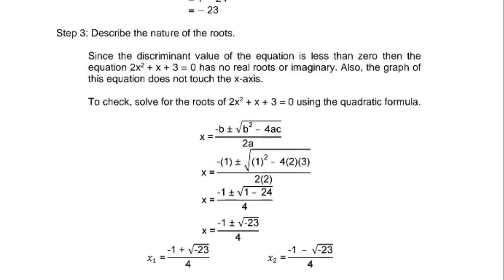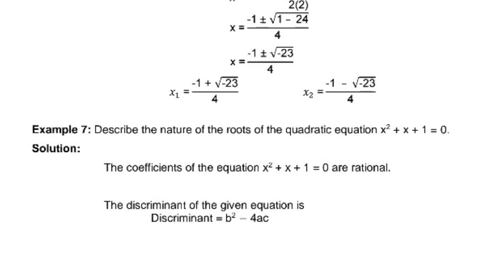You can have the given here. Negative 1 plus or minus square root of 1 squared minus 4 times 2 times 3 over 2 times 2. So x here is equal to negative 1 plus and minus square root of 1 minus 24, which is square root of negative 23. So you have your answer as x sub 1 equals negative 1 plus square root of negative 23 over 4. The other one is x sub 2 equals negative 1 minus square root of negative 23 over 4. So hence the roots are imaginary or not real.